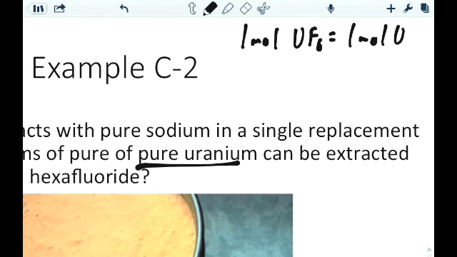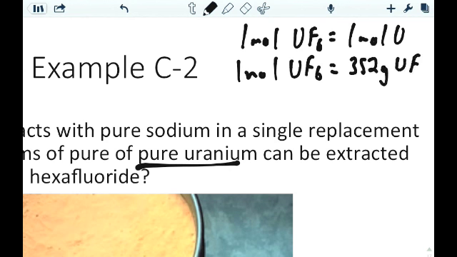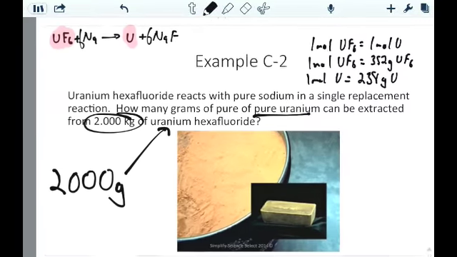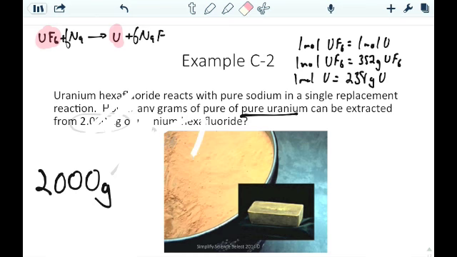Now, since we're starting with grams and we're going to grams, we need the molar mass of each. So for the molar mass of uranium hexafluoride, 1 mole of uranium hexafluoride equals right around 352 grams of uranium hexafluoride. And 1 mole of uranium equals right around 238 grams of uranium. Now that we have our conversion factors, we know we're starting with our 2,000 grams. We just go ahead and fill everything in.